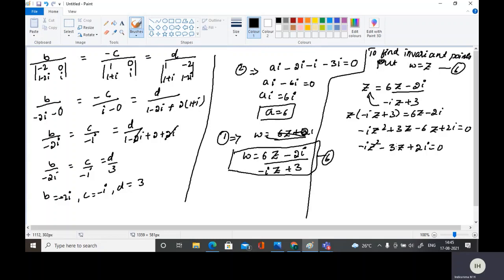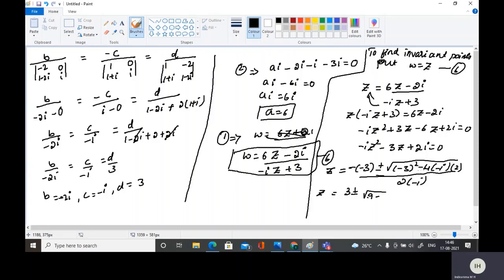So we have to find out the z values. Okay, we have to solve this quadratic equation for z. Factorization is not possible. We have to go for the formula method. z is equal to (-b plus or minus square root of b² - 4ac) by 2a, where -b is -(-3), and 2a is -i. Now simplification: z is equal to 3 plus or minus square root of 9 minus 8i, right?